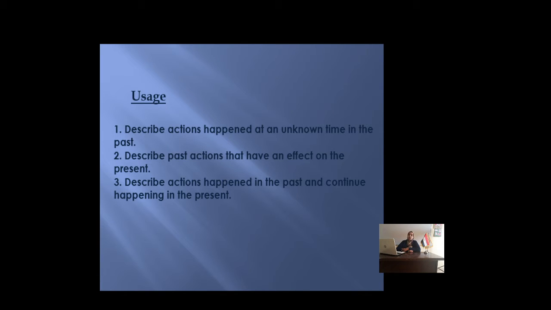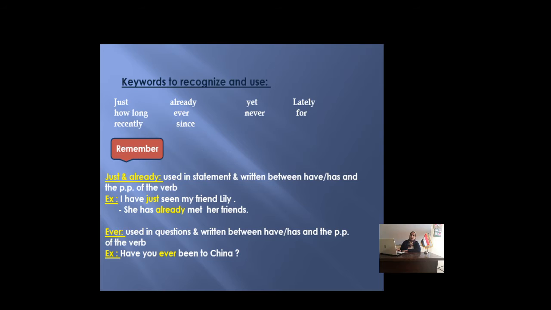Also, when you describe an action that happened in the past and continues in the present. For example, I have put on this jacket here. It means that I'm still wearing it, but I don't know when I will take it off. Let's go to the other slide here.